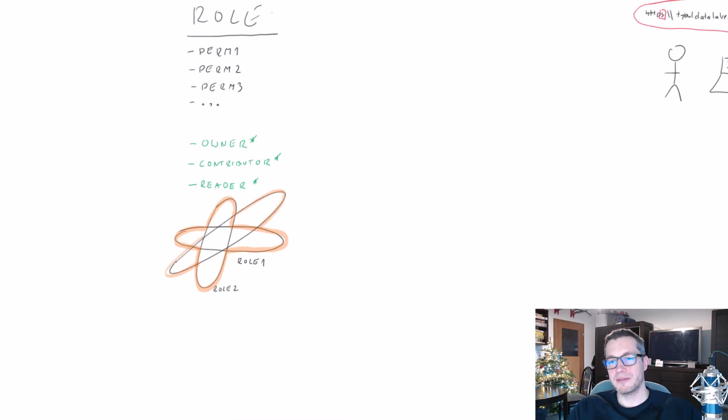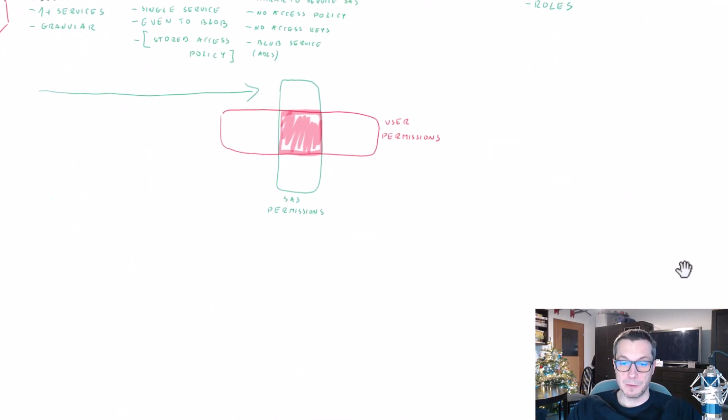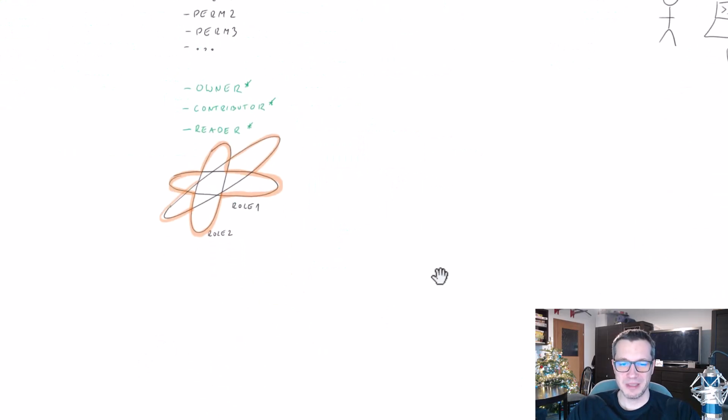And this behavior is different to the one that we saw in case of user-delegated SAS tokens, because there the effective permission was the intersection of the permissions granted by the SAS token and permissions granted to the user who was creating the token. So it's a different behavior. But that's how it works. If you grant 3 roles to a person, then effectively he will have a combination of all those roles.